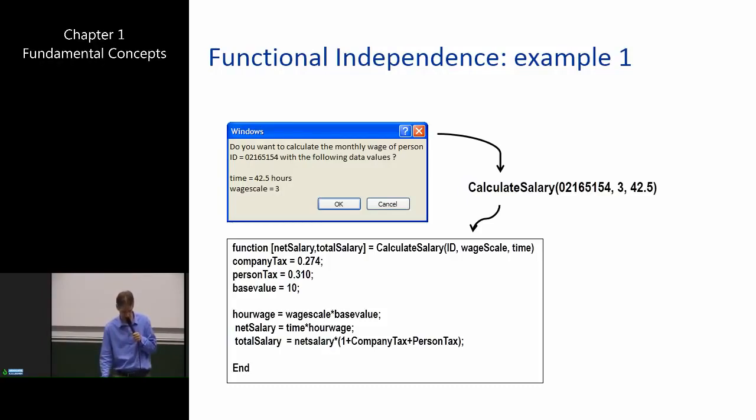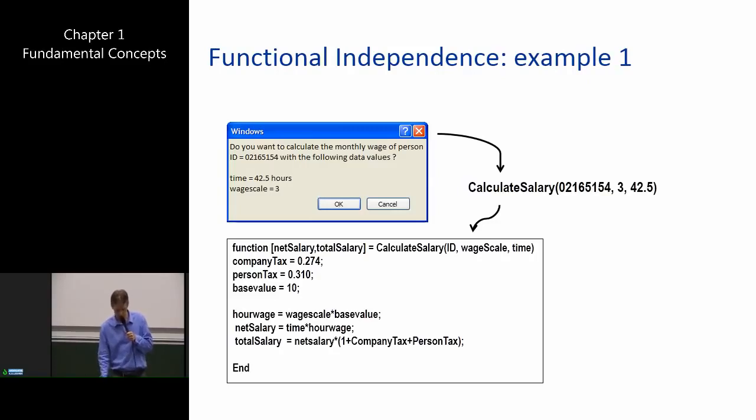It has certain, this is the name of the function, the interface as we call it, and it has certain parameters like the ID of the employee for which you want to calculate the salary, maybe the wage scale and the time. So you're going to calculate that function, and once you execute the function, the implementation or the method here will be executed.